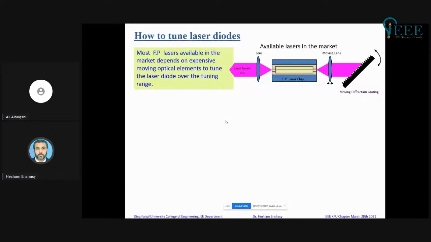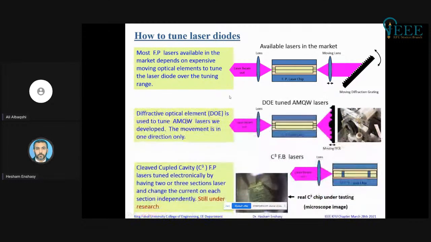These lasers are tuned in different techniques, and for those who take fiber optics with me, maybe they learned about different techniques today. But in simple words, there are different techniques in tuning these lasers. If you put an external cavity diffraction grating, you could tune these lasers and make them tunable, and you can select any wavelength you want.